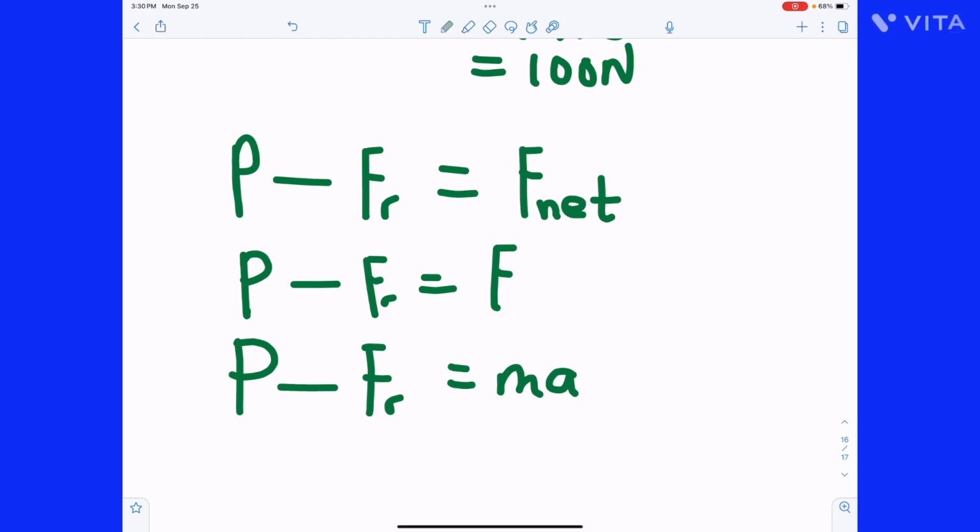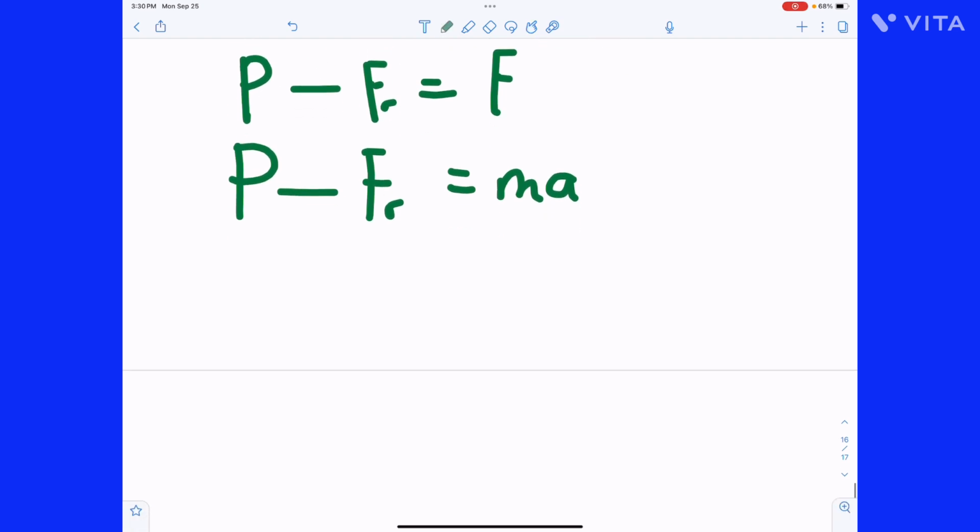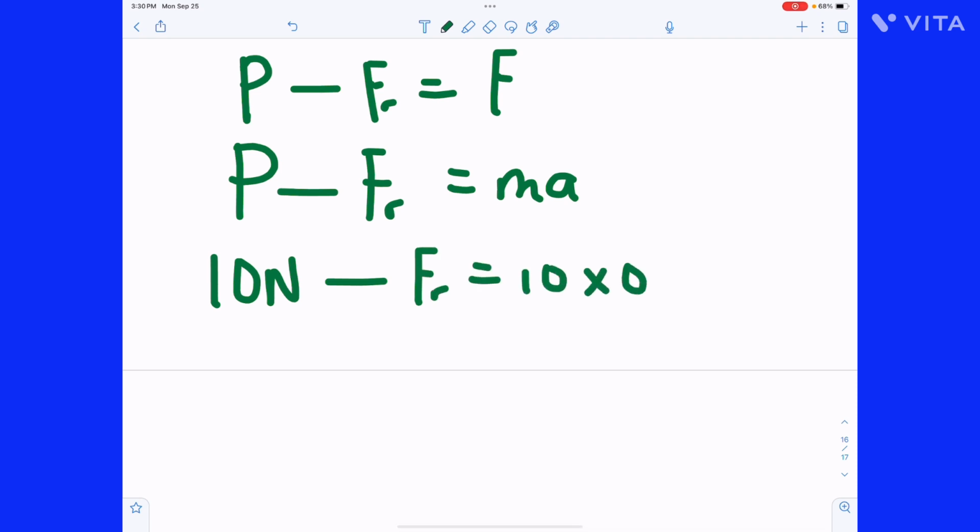So let's now put this in our question. The applied force is 10 Newton. We don't know frictional force, but we know the mass as 10 kg, and we know its acceleration as 0.2. So we can easily get our frictional force. Are you getting what I'm saying?